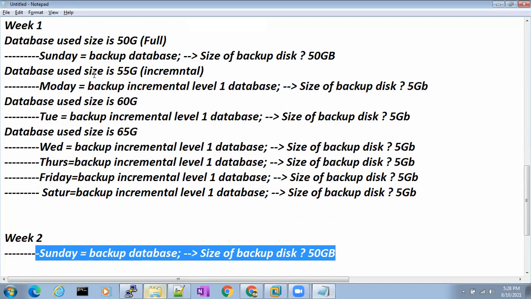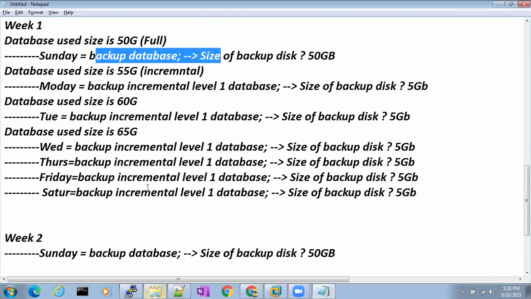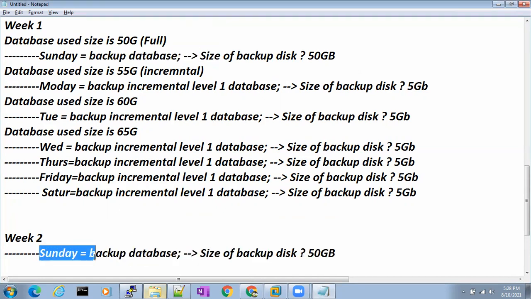So if I don't take a full backup, this backup will become obsolete or invalid. So week 2, every Sunday, I am taking a full backup. That is why I am taking a full backup on a Sunday.